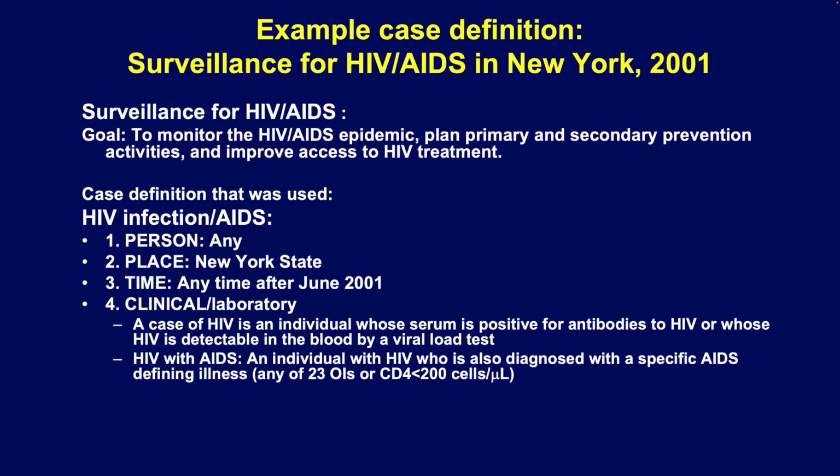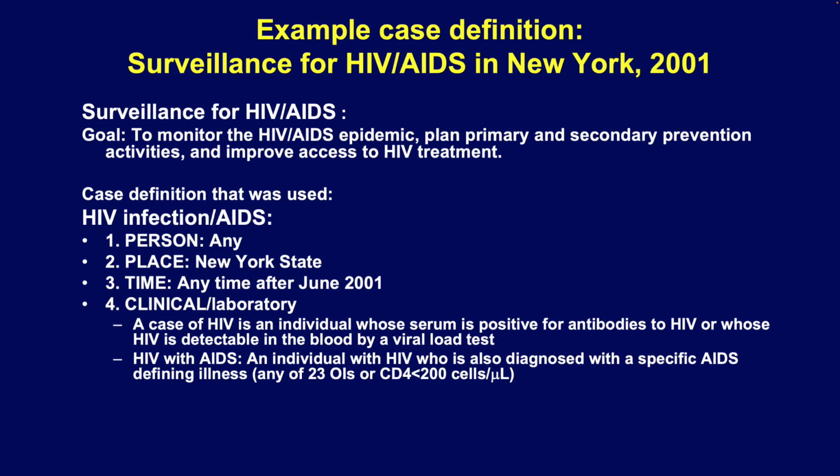Here's an example of a case definition that was used for HIV/AIDS surveillance in New York. The goal of that surveillance system is to monitor the HIV/AIDS epidemic, plan primary and secondary prevention activities, and improve access to treatment for HIV. The case definition specifies criteria of person, place, and time, as well as clinical and laboratory information. It specifies any person anywhere in New York State who, on or after June 2001, was positive for antibodies to HIV or whose HIV is detectable in the blood by an HIV viral load test. And a person with HIV who also has AIDS or advanced HIV is a further classification that can be applied when someone with HIV also has immunodeficiency, as determined by a test called the CD4 test or a diagnosis of specific AIDS-defining illnesses.